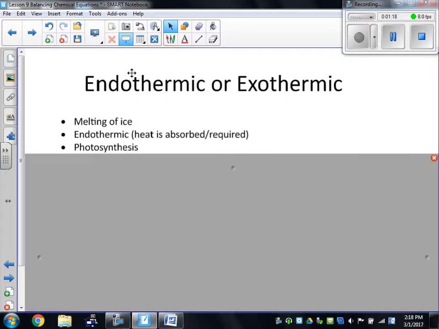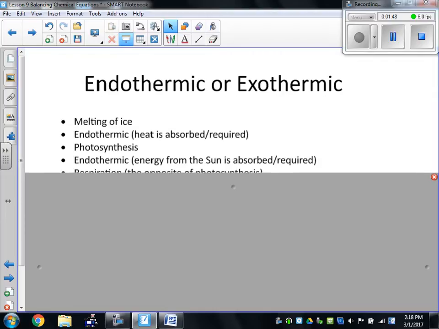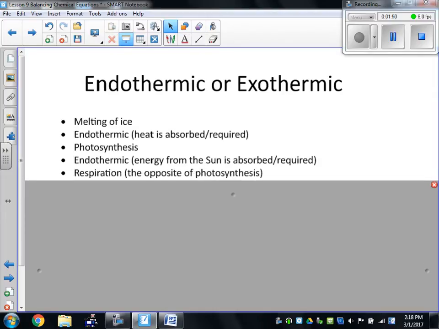Photosynthesis, that's a tricky one, perhaps. Well, maybe not. You guys probably should know that, eh? Photosynthesis? Plants? Photosynthesis. Takes in energy or gives off energy? Endothermic or exothermic? Endo takes in, exo gives off. What do you think? Endothermic, yes. Where does the energy come from? The sun. So that would be endothermic as well, yes? Endothermic. Energy from the sun is absorbed or required.